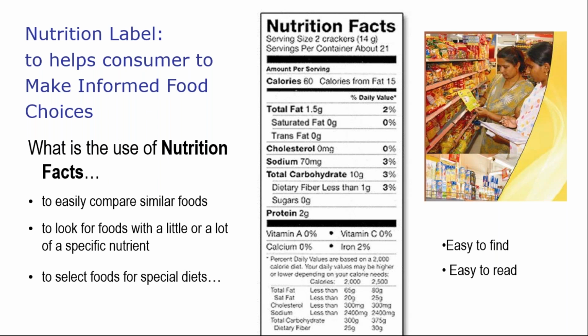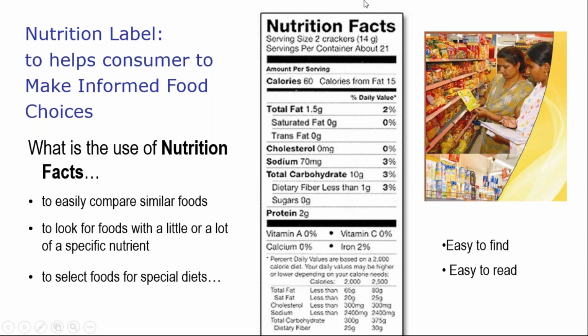The nutrition label helps the consumer to make informed choices to take in food so that you can find out how much energy input is there and see if you're burning it out, so that your energy input is equal to your energy output. It helps you to compare similar foods. It helps you to look for foods with little or more of a specific nutrient. And also it helps you to select foods for special diets.